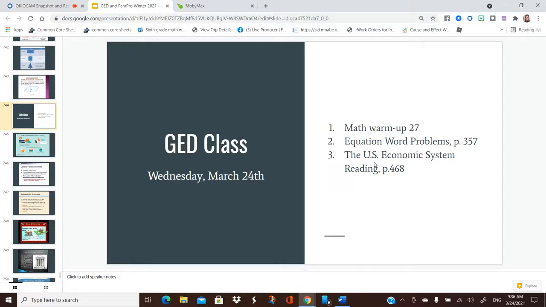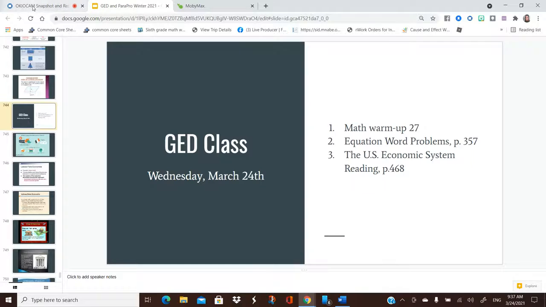And I'm also going to go through the reading and some slides to further explain a little bit more about the United States economic system. So we'll read through the reading and then I'll show you some slides that I found that hopefully help explain a little bit better what we're reading.